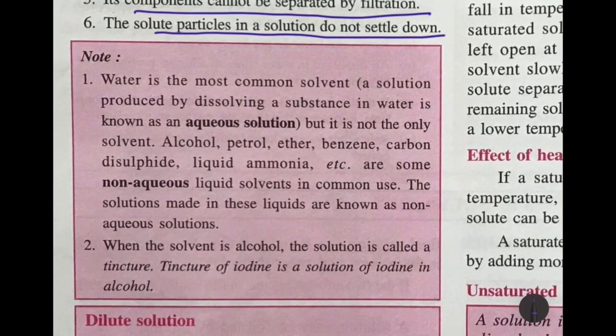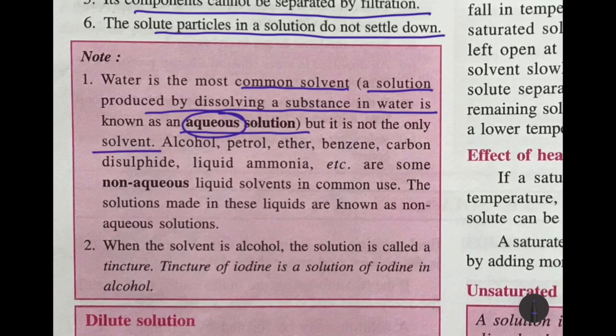Now please remember, children, water is the most common solvent. I had already told you it is known as a universal solvent. So a solution produced by dissolving a substance in water is known as an aqueous solution. Aqueous means dissolved in water. Okay, but it is not the only solvent. Though it is a universal solvent, it can dissolve almost any substance found on the surface of the earth, but it is not the only solvent.